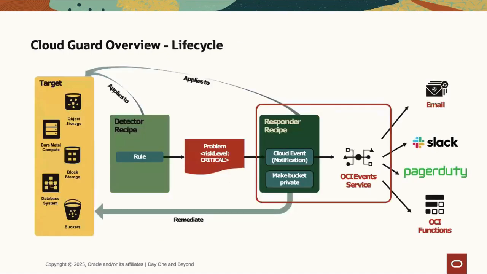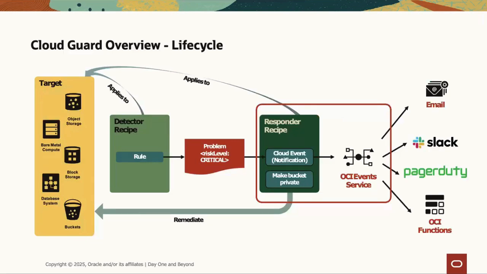So as I mentioned on the left, you've got targets. And in this particular use case, the CloudGuard service finds a bucket that happens to be public. This is a rule that's defined in a detector recipe, and this detector recipe is applied to the target. So when it finds this particular bucket, it creates a problem ticket, which happens to be critical.